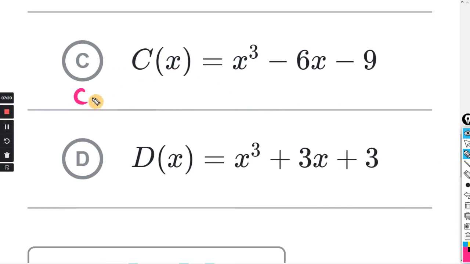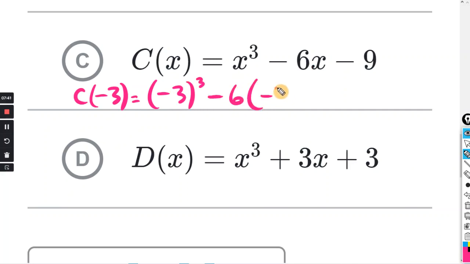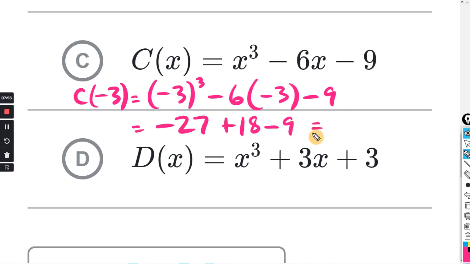All right, C of -3. That's going to be (-3) to the third, minus 6 times -3, minus 9. (-3) to the third is -27. -6 times -3 is positive 18. And that's minus 9. Again, I can see the negatives outweigh the positives. I believe this is -18, if I'm not mistaken. Again, I'm doing this in my head. But even if that's wrong, I can tell there's no way this is 0. So answer C is not the case.